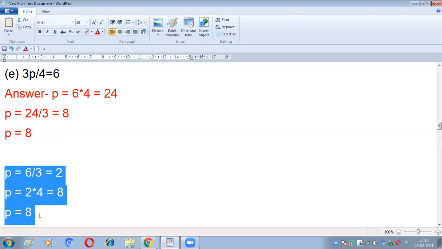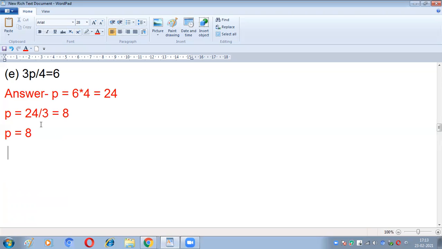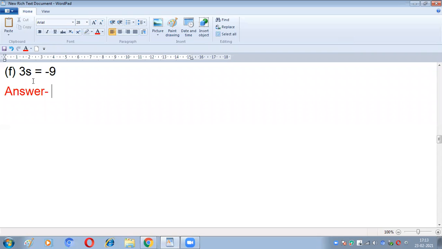Simply write the first method. So the answer for e bit will be 8. Let's proceed to f bit. So friends, f bit is 3s is equal to minus 9. Here the variable is s, and we have to use 3s because there is no other value, no plus 6, minus 5 or minus 7.